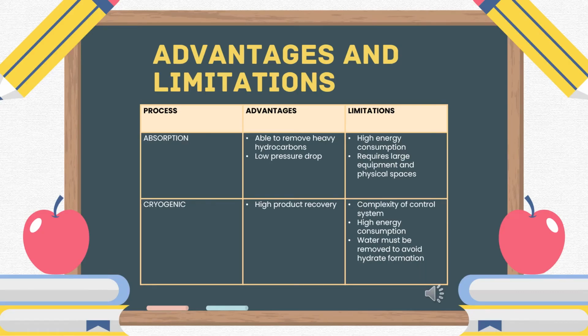Advantages and limitations. For the absorption process, the advantages are that it is able to remove heavy hydrocarbons and has low pressure drop, and the limitations are high energy consumption and the requirement of large equipment and physical space. The second one is the cryogenic process. The advantages are high product recovery, and the limitations are the complexity of the control system, high energy consumption, and water must be removed to avoid hydrate formation.